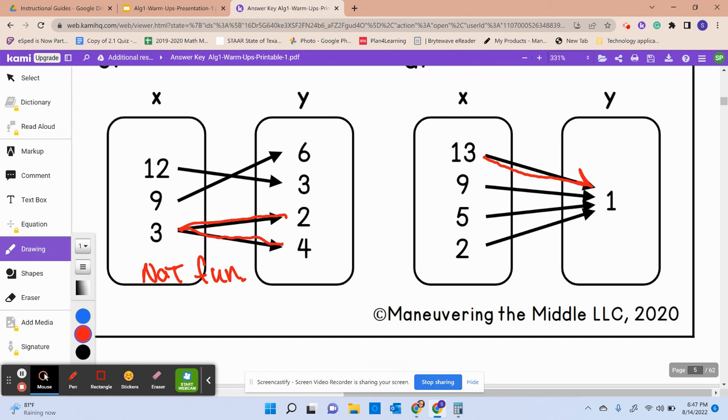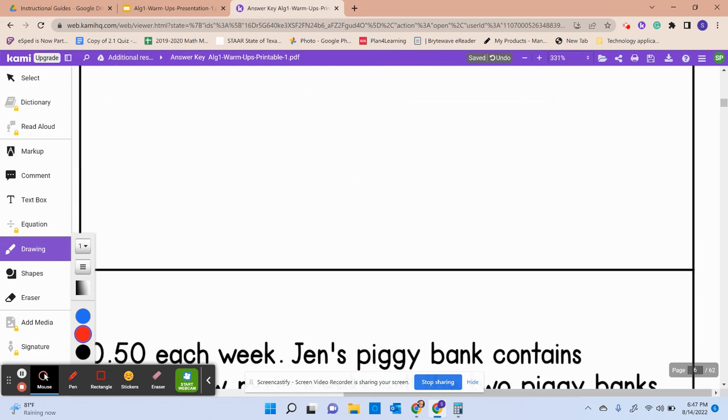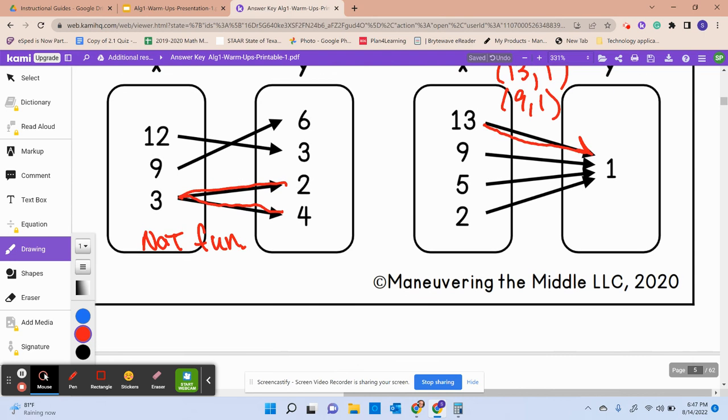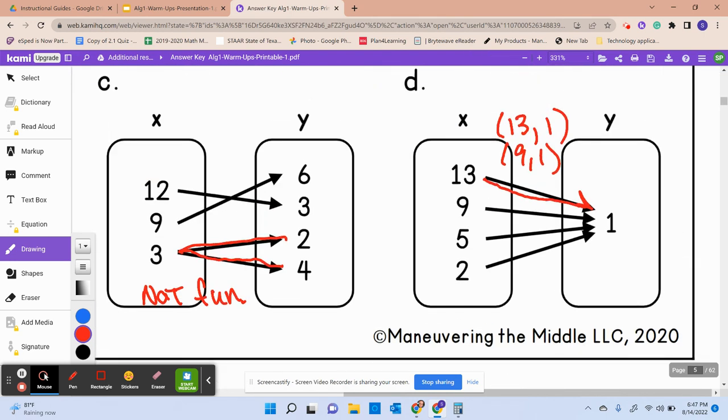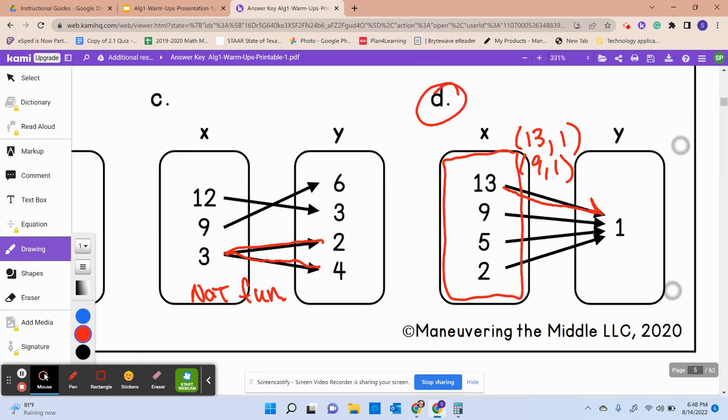So that means that if you were looking at the x's only, 13 goes to 1. 13 does not repeat. Then 9 goes to 1. That does not repeat. So even if you plot those points out, you would continue to see that even though they all go to the same thing, it is okay as long as there's not two arrows leaving that. So D is a function.